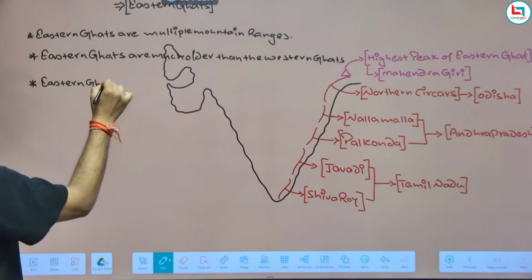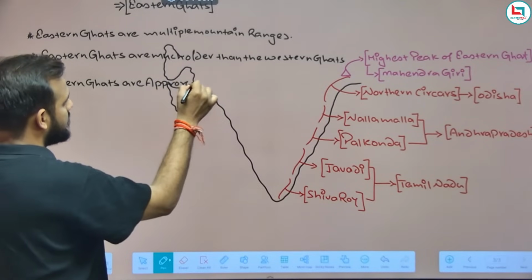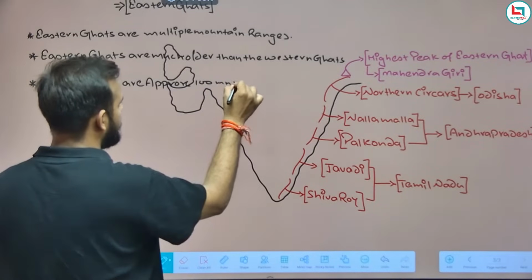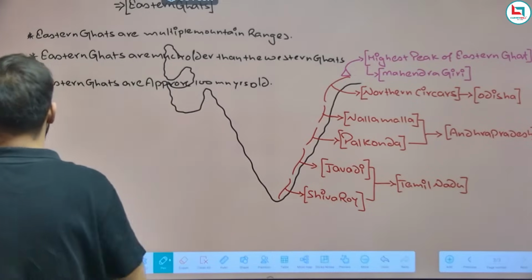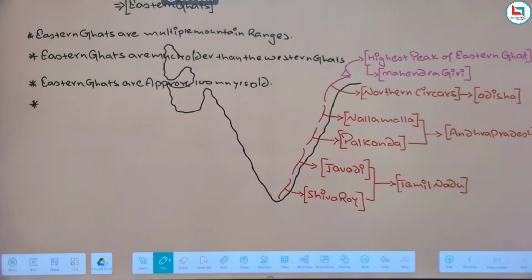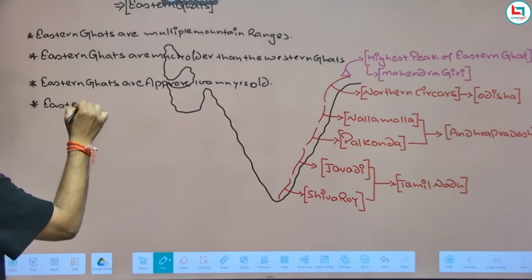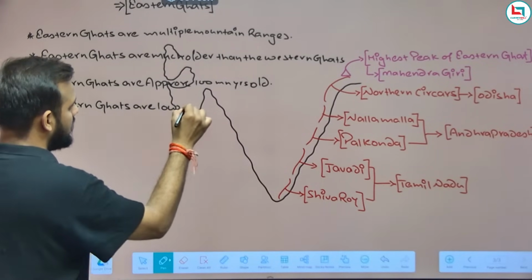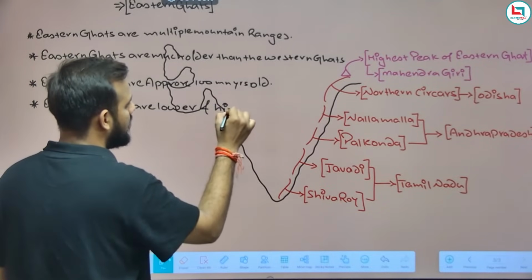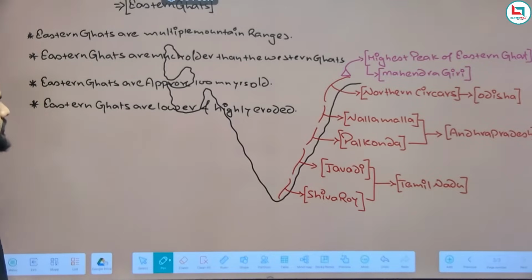Eastern Ghats are approx 100 million years old. Next key point regarding Eastern Ghat: the next key point is that Eastern Ghats are lower and highly eroded mountains because they are very old ones.